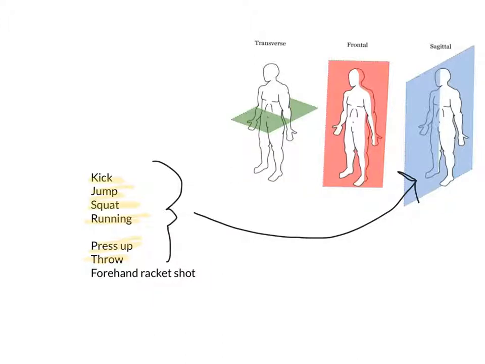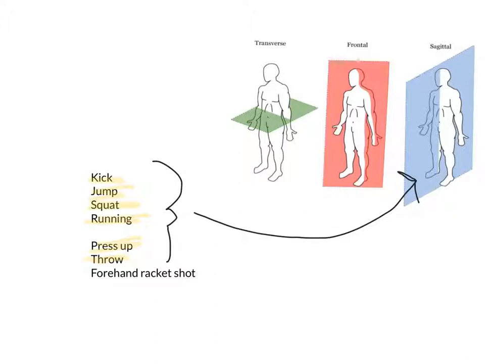The reason for this is when you're kicking, you're moving backwards and forwards as you kick. When you're jumping, you go up and down within this plane. When you're squatting down and back up, in this plane. When you're running, forward through the plane. When you're doing your press up, you're laid down, you're pressing down and back up. And when you're throwing, you're stepping back and forward into the throw. So you're still working in the sagittal plane.